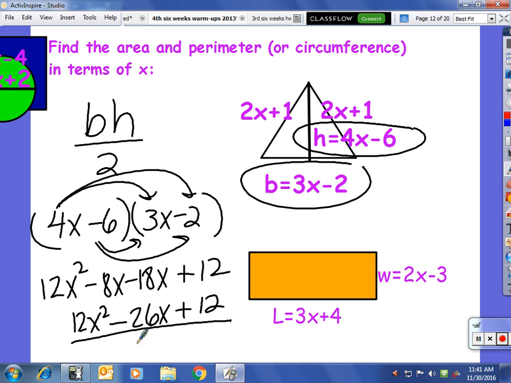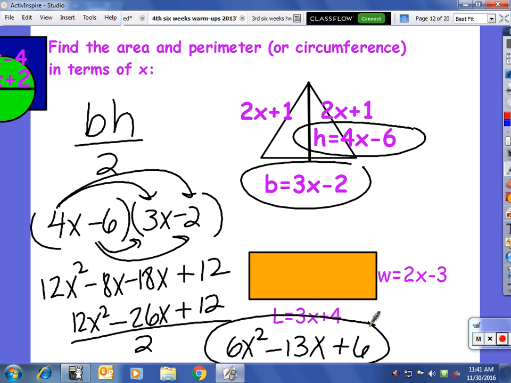Now, please don't forget, you've got to divide by 2. And here's another area where kids get a little confused. They want to know, how does that affect the x's? It really doesn't. It affects the coefficients. So what's my final answer for this area then? 6x squared minus 13x plus 6. That's my final area.